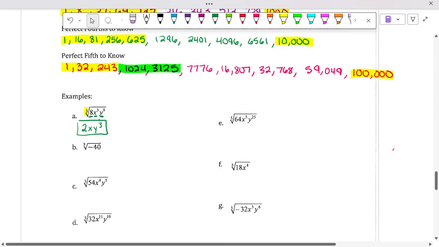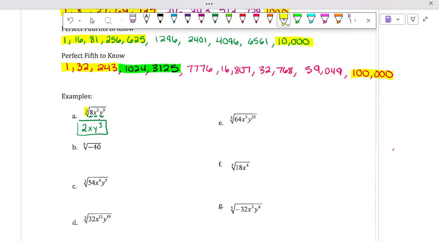If we look at letter B, again, we're dealing with a perfect cube. Now, it is negative, but remember, since our index is odd, that means our answer will be negative at the end.